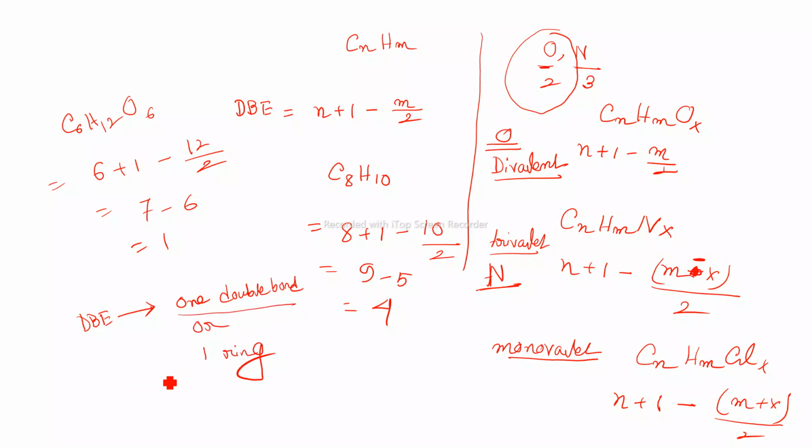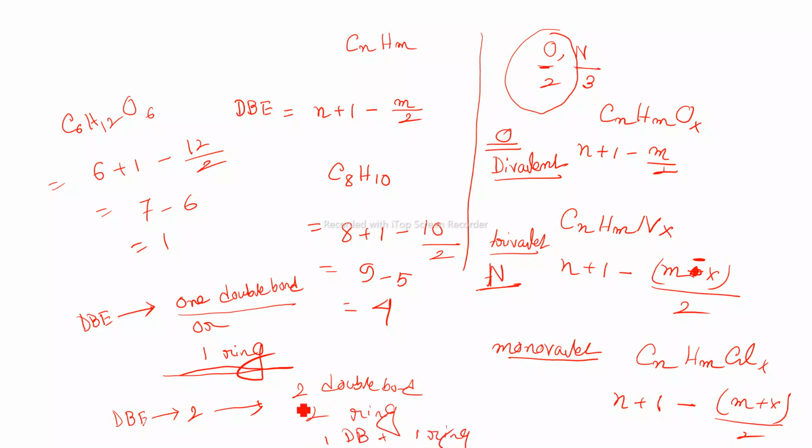These two possibilities there: one double bond should be there or one ring should be there. And if the DB is 2, say one molecule has DB 2, that has many possibilities. It can be two double bonds, or two rings, or one double bond and one ring. These three possibilities are there.